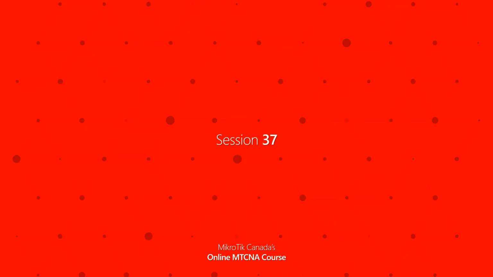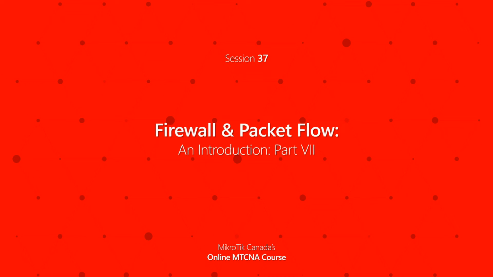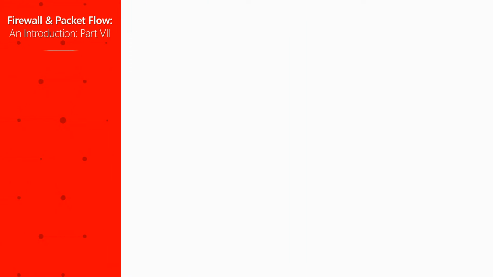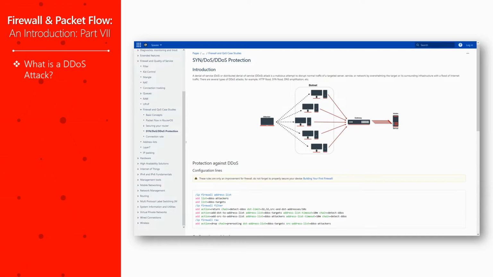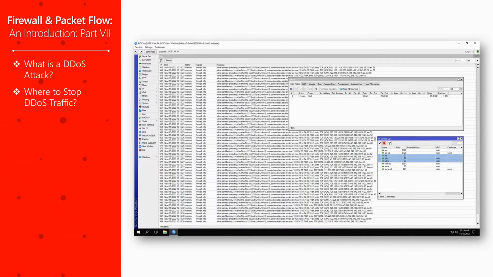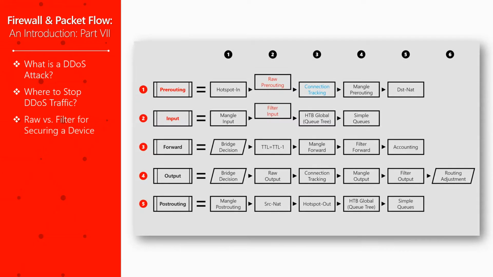Today, we have a very interesting and simultaneously useful topic of discussion revolving around DDoS attacks, going in turn over what a DDoS attack is, where in RouterOS you can stop it, and the difference between stopping such unwanted network traffic via raw rules versus using filter settings.